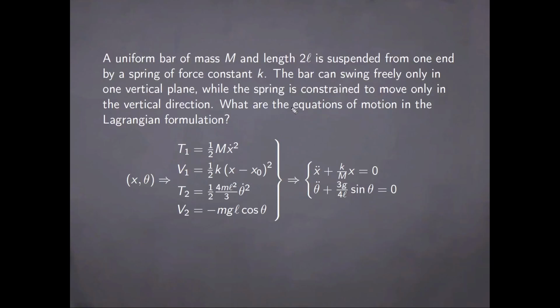After discussing these simple examples, we are now going to focus on the way of setting up equations of motion explicitly in the Lagrangian formulation. And the first such problem concerns a uniform bar of mass capital M and length 2L, which is suspended from one end by a spring of force constant K.